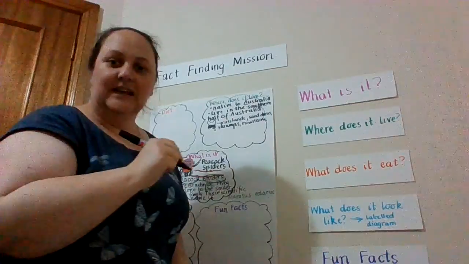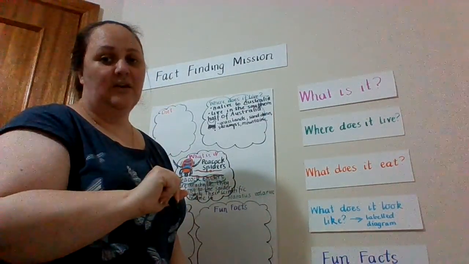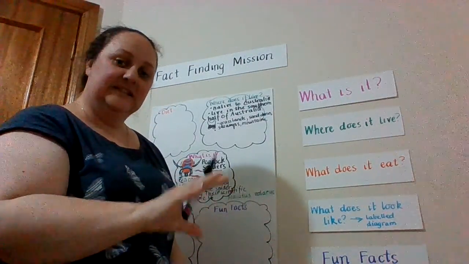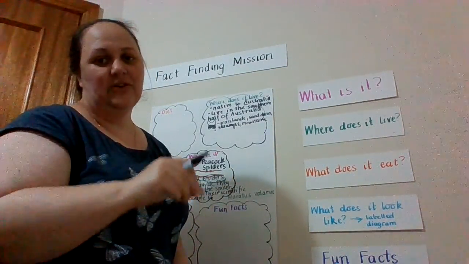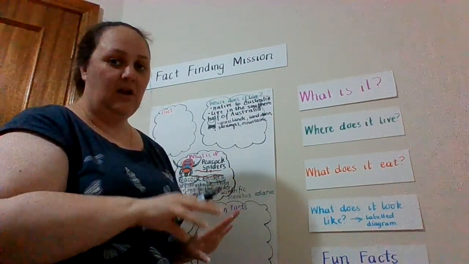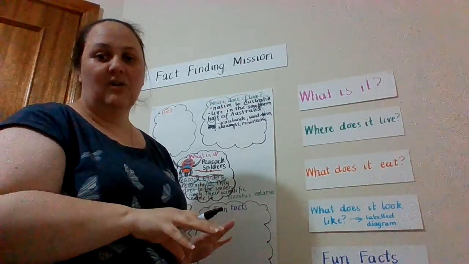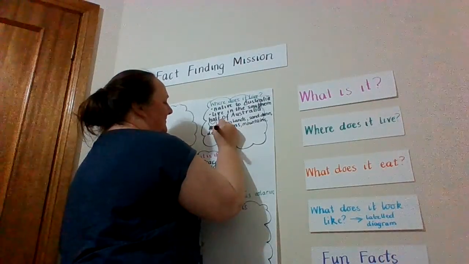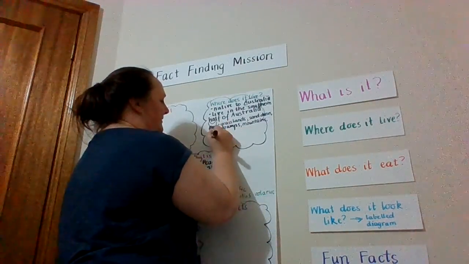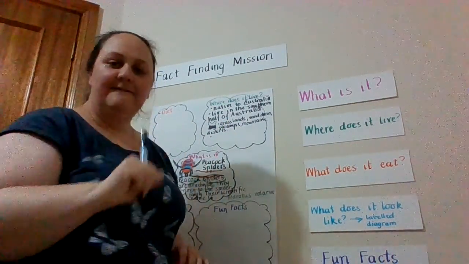And finally, some of our peacock spiders do like to live in almost a desert environment, but the air can't be too humid. So no water in the air. It has to be dry, hot weather for them. So I'm going to write desert.